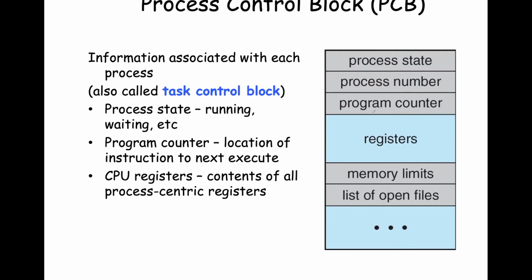So what is this data structure? This data structure has a name, and it's called the Process Control Block, or PCB. Now, information associated with each process is stored in this data structure. It's a so-called C structure. It's also sometimes called a task control block.